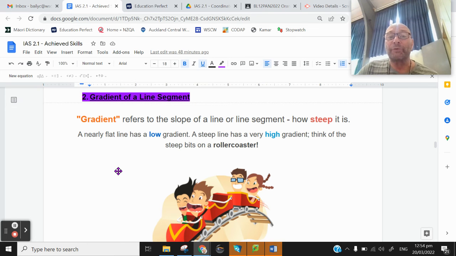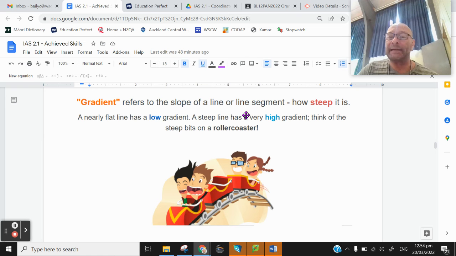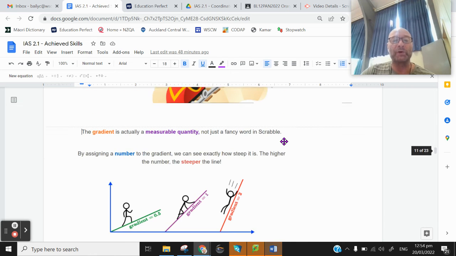In this video lesson, we're going to talk about finding the gradient of a line segment. Now, the gradient refers to the slope of a line or line segment, which simply means how steep the line is. A nearly flat line has a low gradient, and the steeper the line gets, the bigger the gradient gets. You could think of it like the steep bits on a roller coaster.